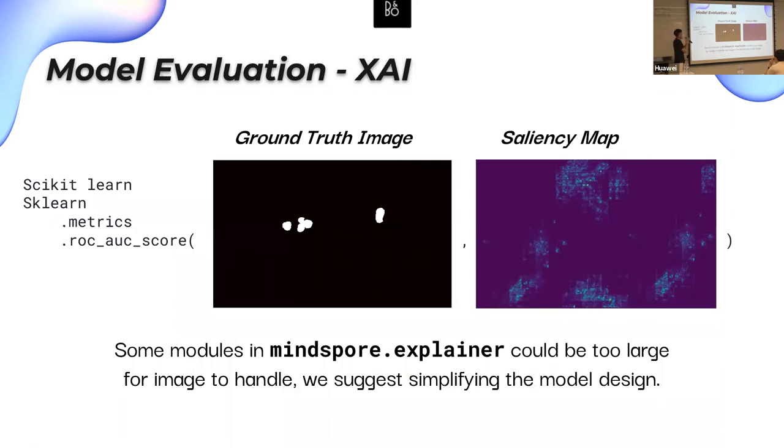If you want to get your own XAI score, you can use the scikit-learn library from Python. You can use scikit-learn's metrics ROC AUC score. And then actually we have a ground truth. If you see, this is a very bad XAI explanation, because the points here are not overlapping with the ones there. So the explainer could be a bit slow. You need to think about how to simplify your model design or use a smarter method to get the explainable score. Besides the one we provided from the MindSpore explainer, you can also implement your own, but it's better that you explain it in the pitching when you really did that.